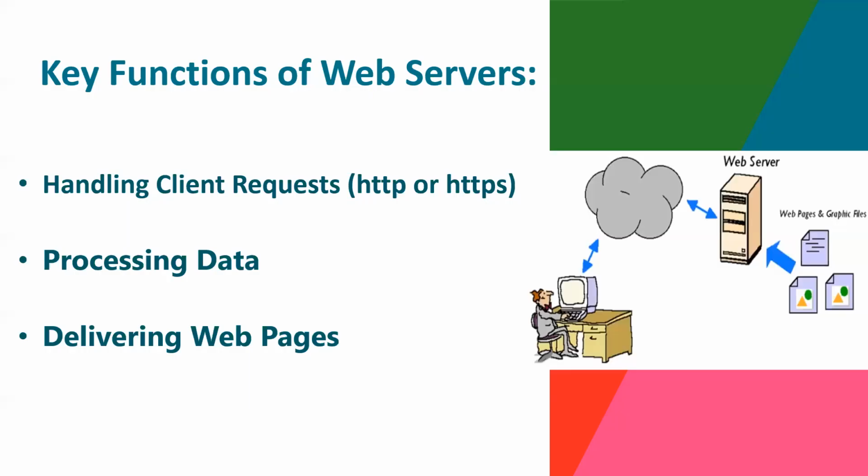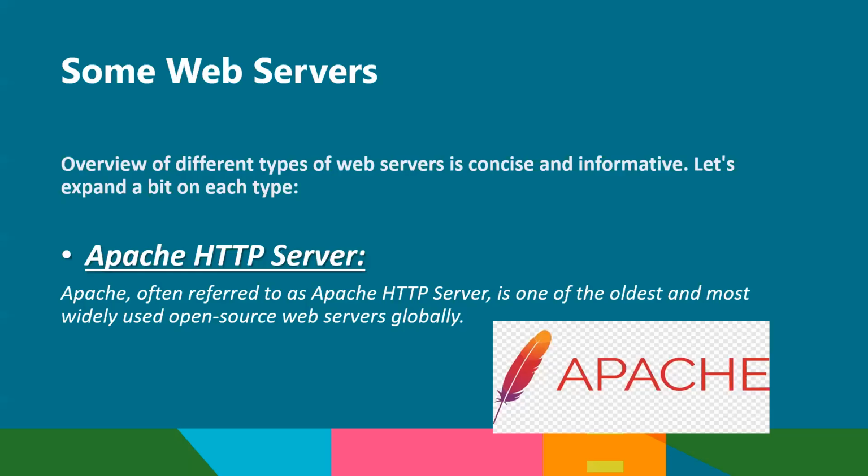Now, key functions of web servers: they are used for handling client requests, HTTP or HTTPS, basically they are used for that, and then processing data, then delivering web pages. So you can see in the image, the web pages are there, then they are moved to web servers, then through web servers data is processed and then delivered to the end user.